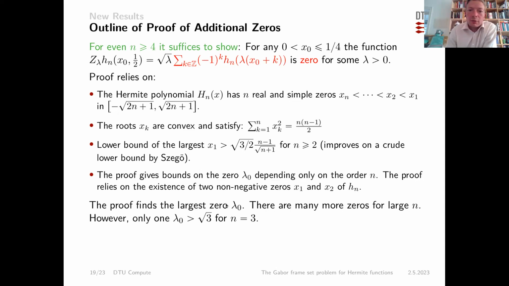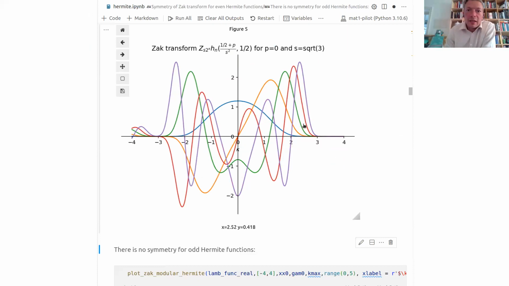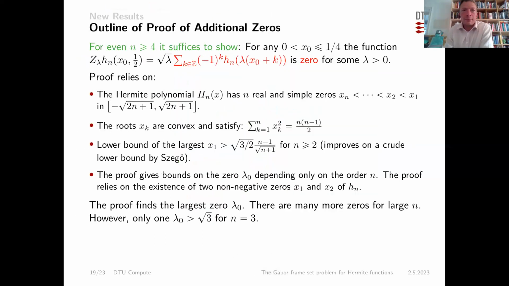I find the largest zero. There are many more zeros, and we can go back to the plot here. You can see every single zero here, and in particular when the order increases, the number of zeros grows almost like the order of the Hermite function, right? So if you would plot this for Hermite functions of order n equal to 20, you would get essentially 20 zeros of this section form, and all of those are associated with an obstruction point of the frame. Okay, so that's at least the ingredients of the proof.